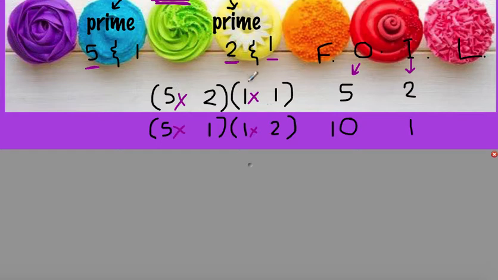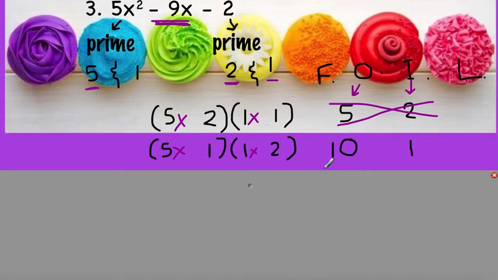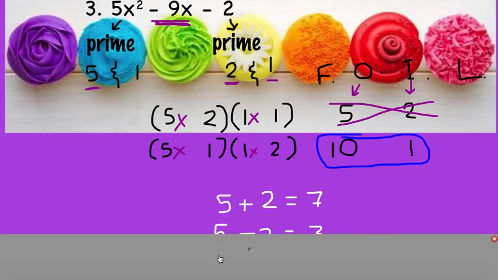So 5 times 1 will give me 5, and 2 times 1 will give me 2. 5 and 2 will give me 10, but 1 and 1 will give me 1. So we're trying to look for a negative 9. Whether we add or we find the difference of 5 and 2, this combination is not going to work, because either we're going to get 7 or we're going to get 3, which neither of those are 9. So we want to be paying close attention to the 10 and 1, since if we find the difference between 10 and 1, it's going to be 9.